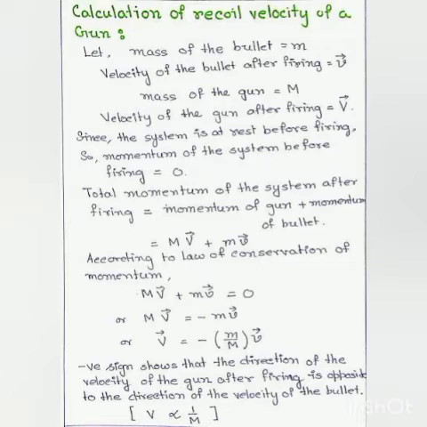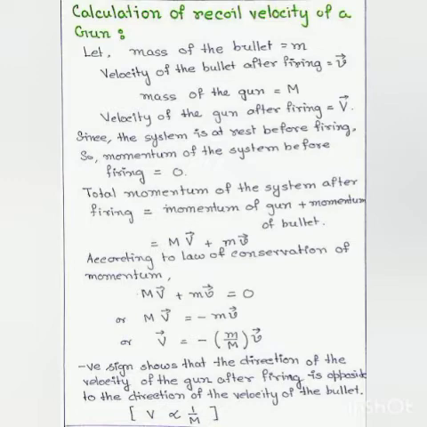And according to the law of conservation of momentum, capital M into capital V plus small m into small v equals 0, or we can write capital MV equals minus small m small v. From this we can calculate the recoil velocity of the gun, that is, capital V equals minus small m by capital M into small v.